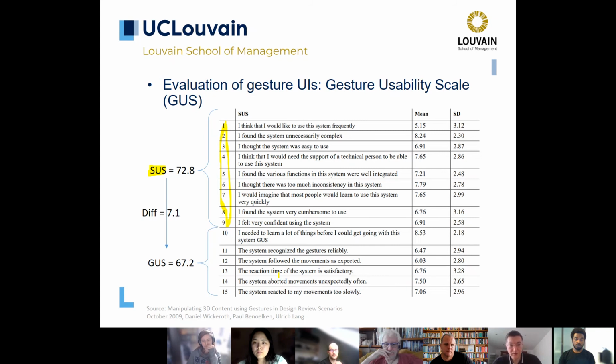So the higher the value, the more important it is. But be careful, because this is done on purpose. Some statements are presented positively: I think I would like to use the system. So this is a positive statement. But there are also negative statements: I found the system unnecessarily complex. So instead of saying the system is very easy, it's unnecessarily complex. And of course, in this case, the value could be higher. So on the one hand is agree or disagree.